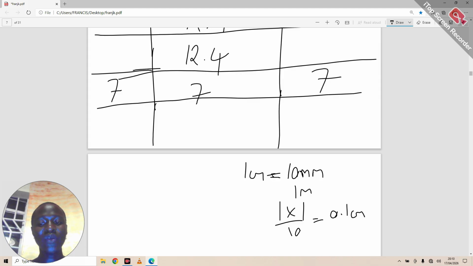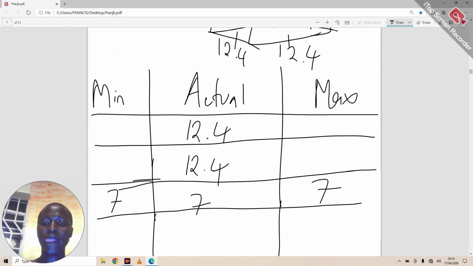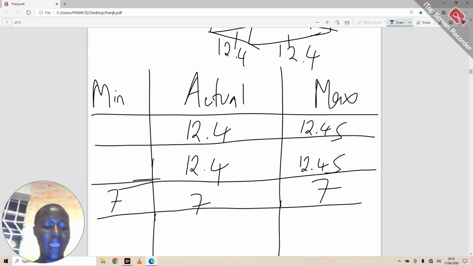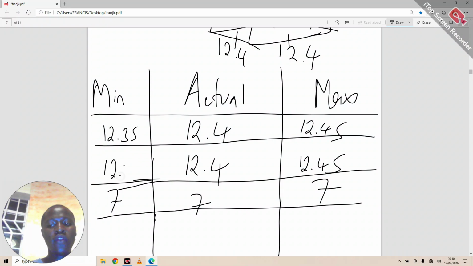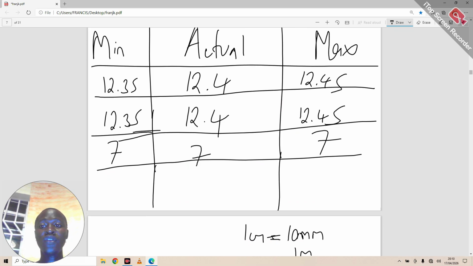So this is the accuracy in the same unit as the given measurement. Take that accuracy, divide by 2. Divide by 2 is 0.05. So add it: 12.45. So when I subtract, I shall have 12.35. And remember, the question wants us to get the volume.